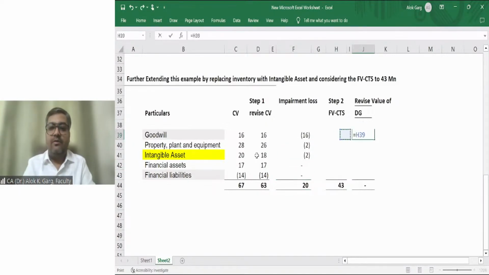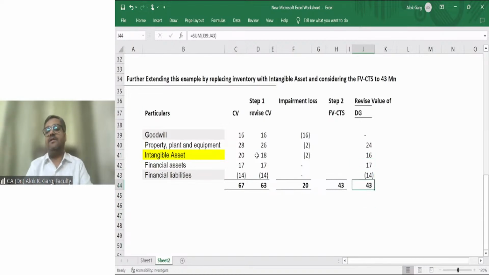What is the revised value? The revised value of goodwill will become 0. The revised value of PPE is 24 million. The revised value of intangible assets is 16 million. Financial assets 17 million. Financial liability 14 million. And this is the allocation of 43 million. Is that clear?